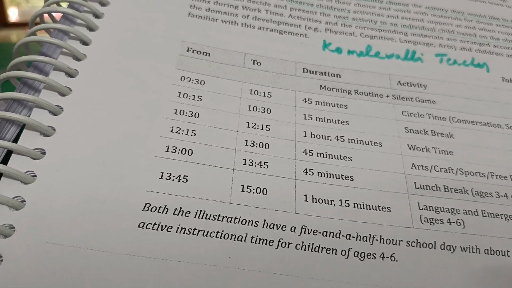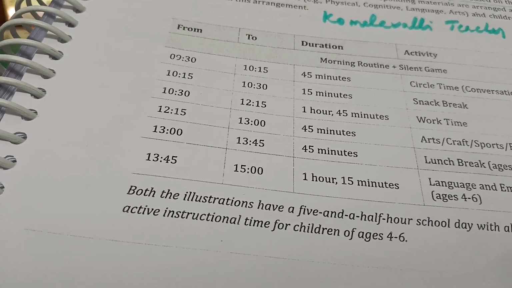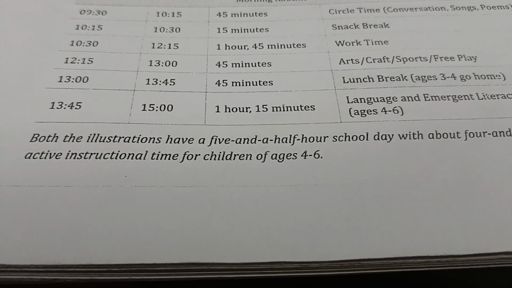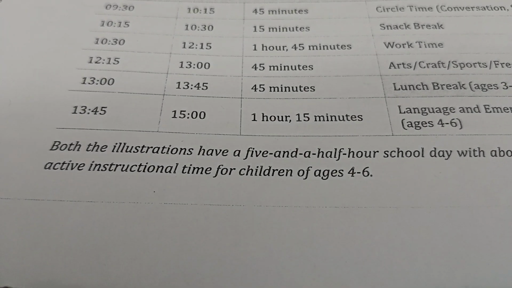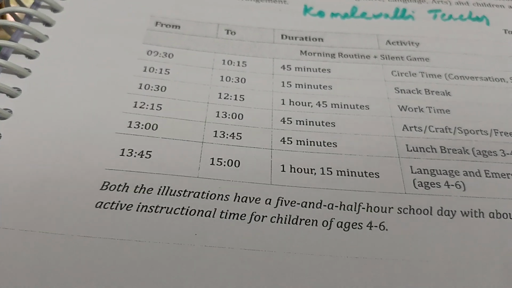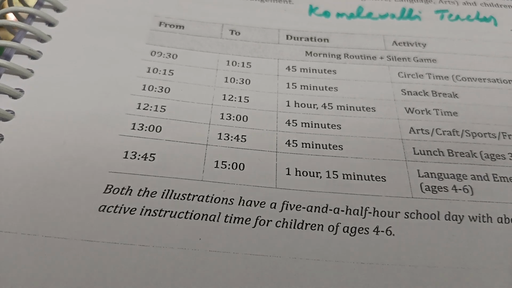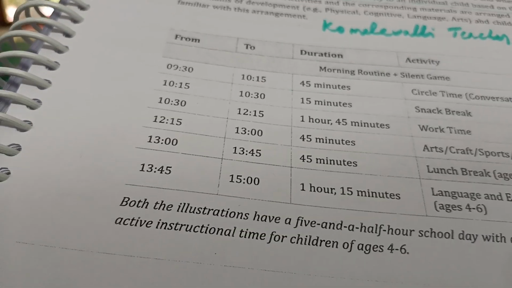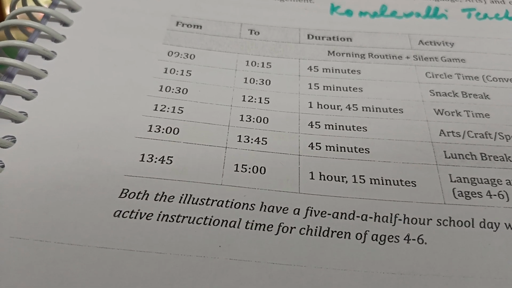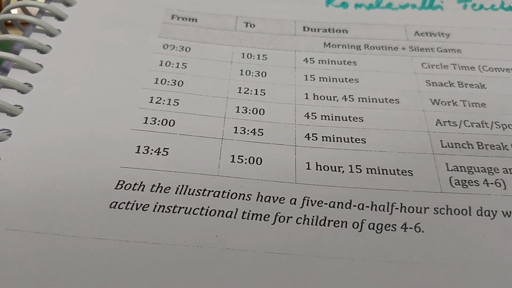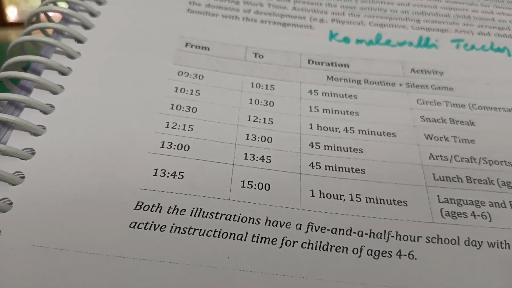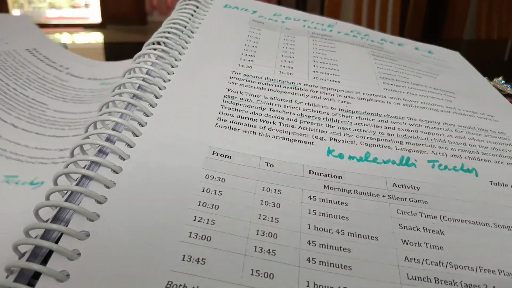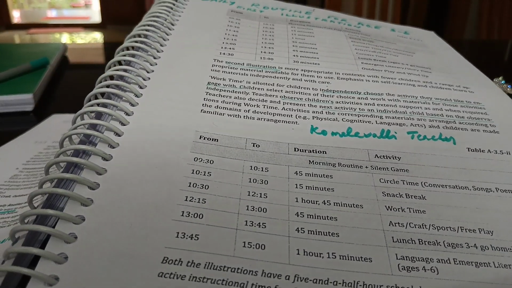Draw on the ground and let them place. Let them write numbers and let them jump on the even number, jump on the odd number. Like that, sports or some activities based on drawing on the ground will also help them. Then 1 o'clock to 1:45, 45 minutes lunch break. Then 1:45 to 3 o'clock, language and emergent literacy. So here free play is important, work time is important that way.